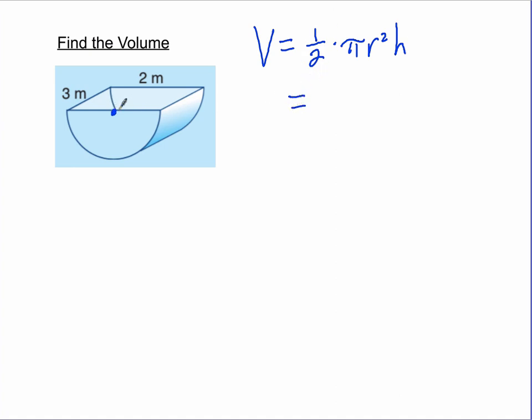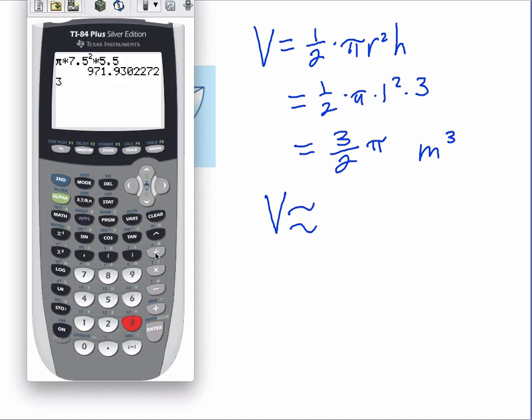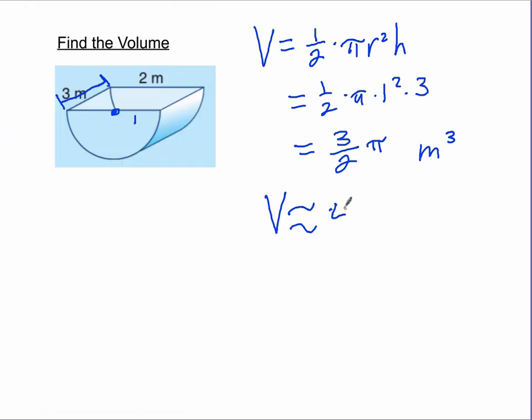So in this case, the radius is actually 1 meter because this diameter is 2. So we have half times pi times 1 squared times 3 is the height, or the length if you will. It's just a distance from circle to circle. And we can write this in terms of pi pretty easily. This is 3 over 2 pi, so that's the exact answer. Sometimes you don't have a calculator and you have to write the exact answer. If we use our calculator and get a decimal approximation, we can do 3 divided by 2, or 1.5, and then multiply by pi, and that's 4.71 cubic meters.